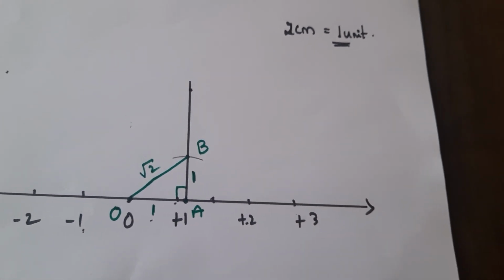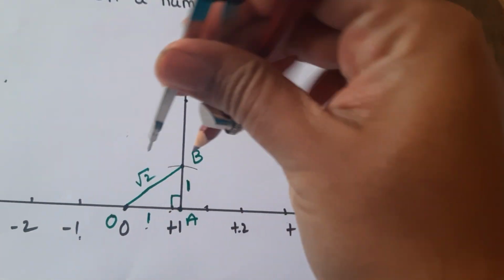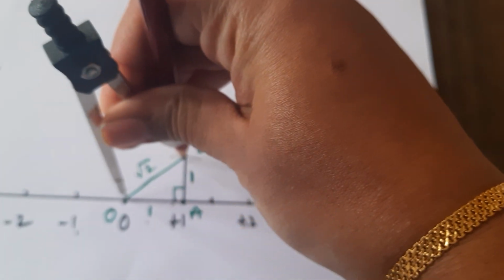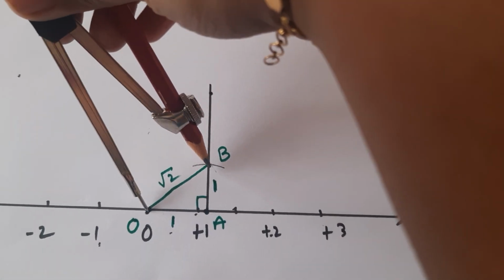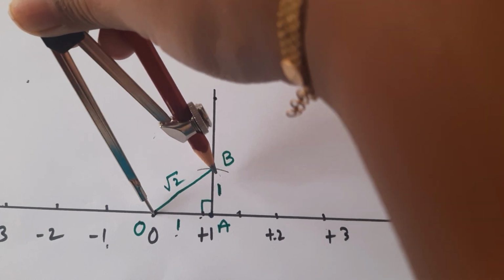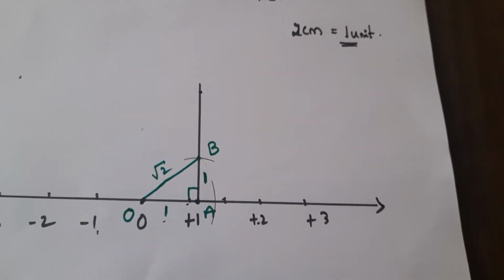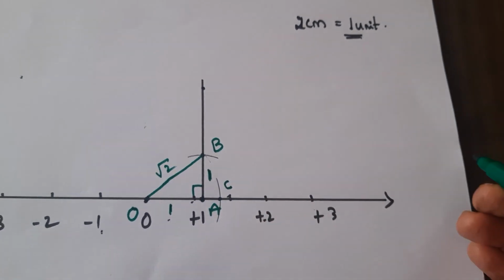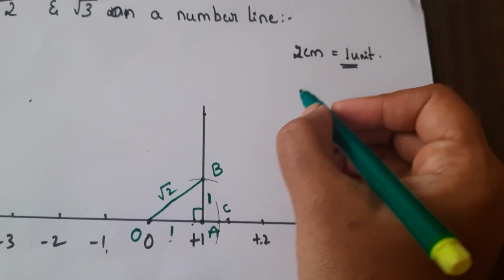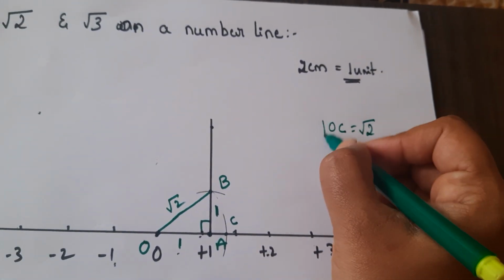For that, the last step of the construction is to take your compass, keep it at O, and measure this distance OB like this. Measure OB and don't change the measurement of the compass. Cut an arc on the number line like this. This arc will coincide at some point, say C. This length OC is now equal to square root 2.